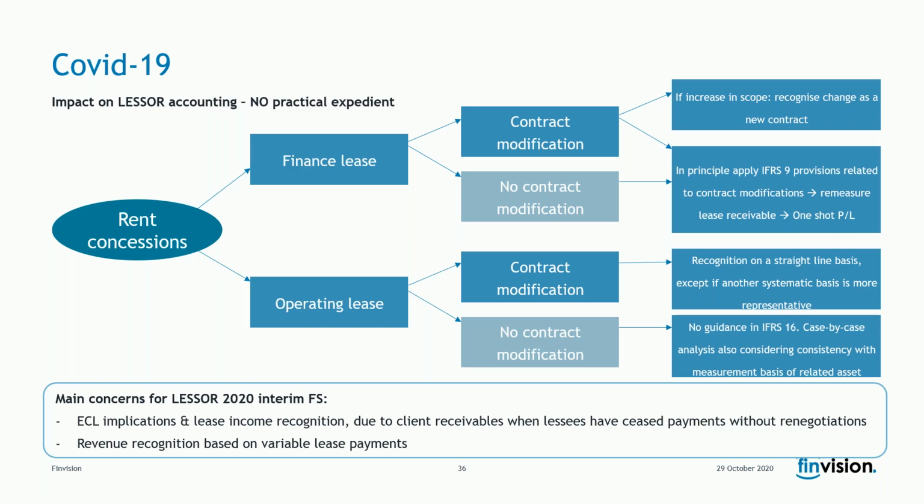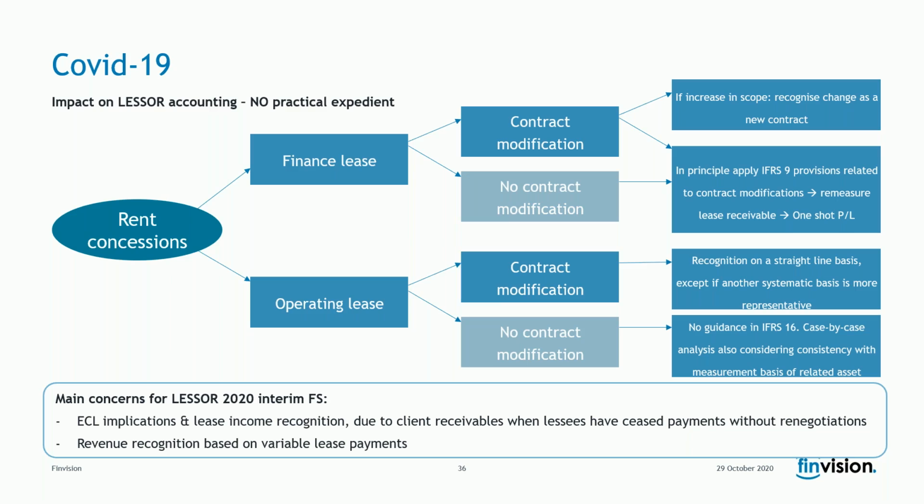But what are then the main concerns for lessors? That's in fact the expected credit loss implications. It can be, for instance, that a lot of customers have difficulties to pay their rent. So that can have an impact on the expected credit loss. And that's again IFRS 9, in fact, that they have to provide for.